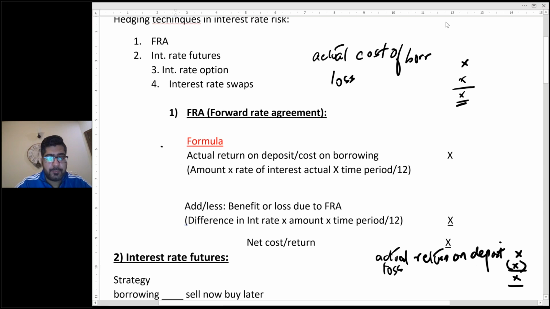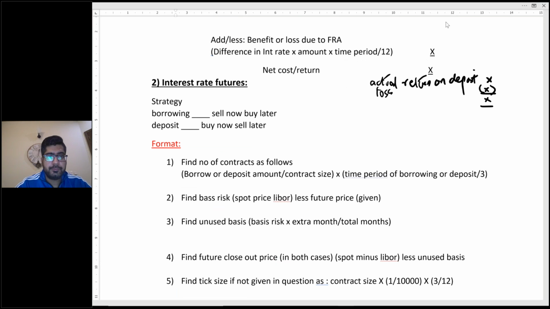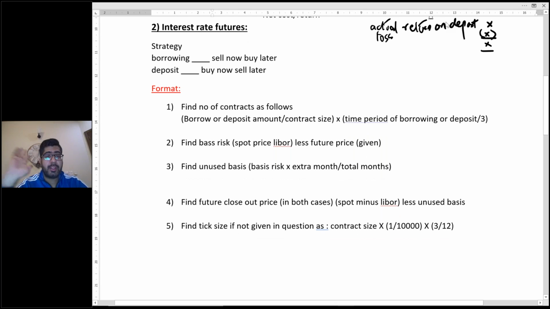Let's move to the second technique, which is called interest rate futures. Interest rate futures has historically proved to be one of those techniques which always create problems for students. I am quite sure, even when I teach online courses, there are many students from here and there always asking, we need some video lectures on interest rate futures and swaps specifically.